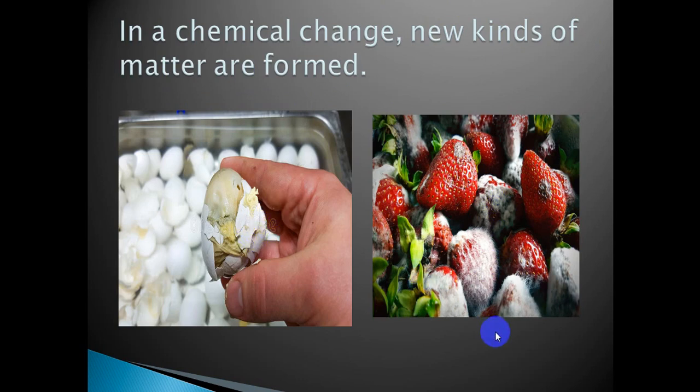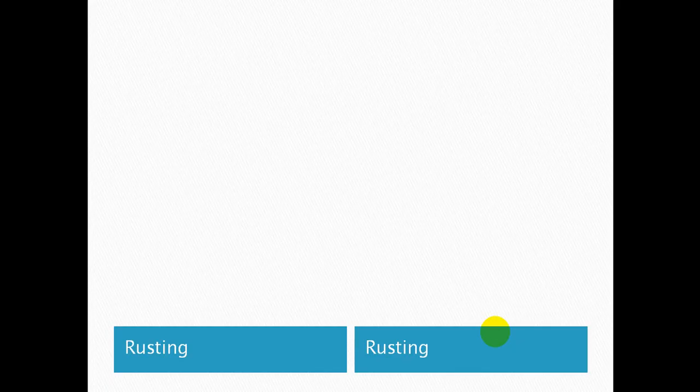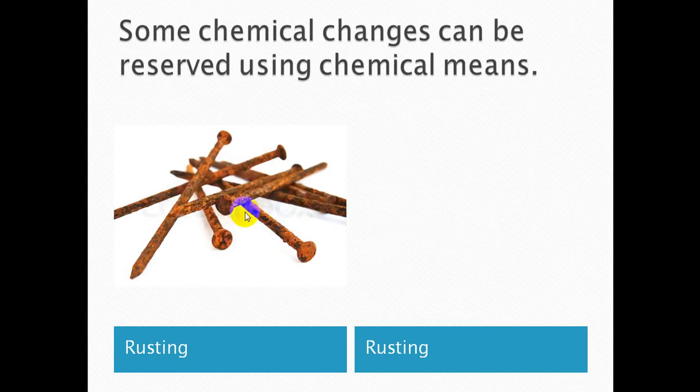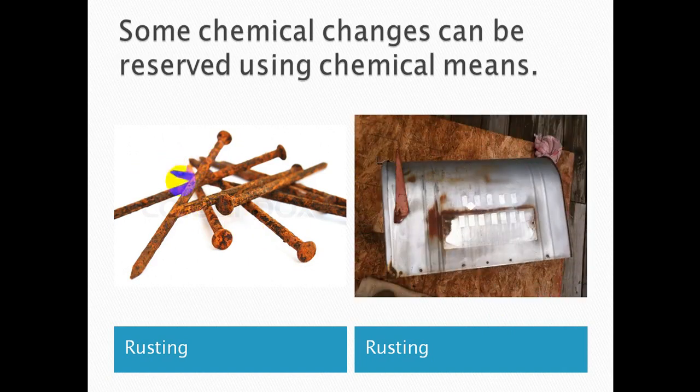So in a chemical change, new kinds of matter are formed. Some chemical changes can be reversed using chemical means. What is the meaning of this? Have you ever seen this? This is called rusting, and rusting happens to metals like iron. Here these nails are getting rusty. Also this mailbox, it has rust here.